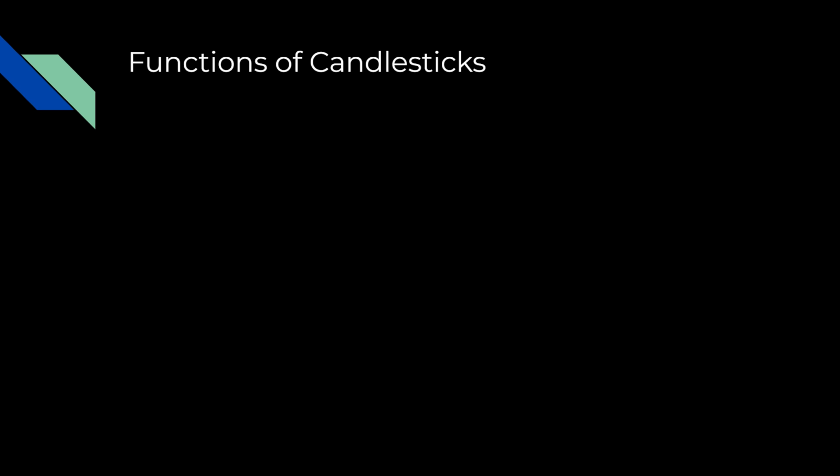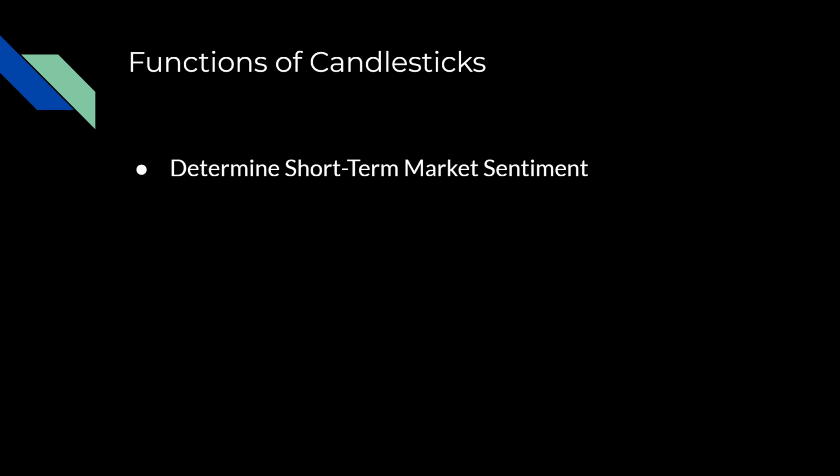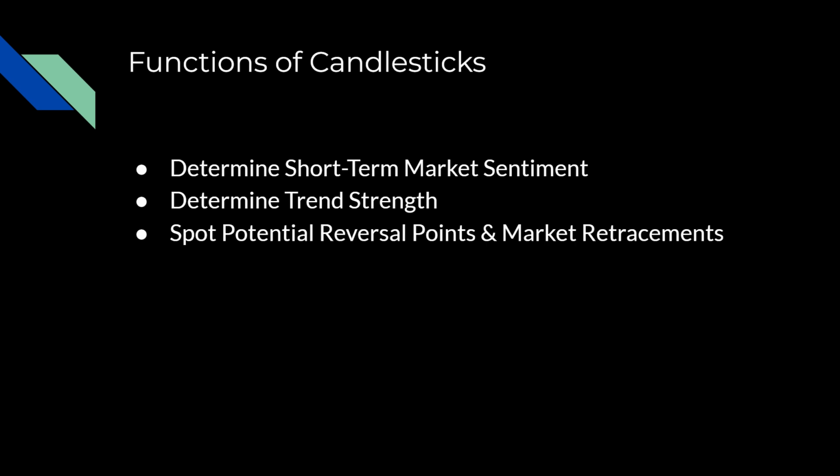Candlestick patterns can tell you a wide variety of things. They tell you the short-term market sentiment. Markets are driven by fear and greed. They can be used to determine trend strength. For example, if a continuation pattern is seen in the middle of a trend, this implies that the strength is relatively strong. They can be used to spot potential reversal points and market retracements. Lastly, they can be used to determine entry and exit points.